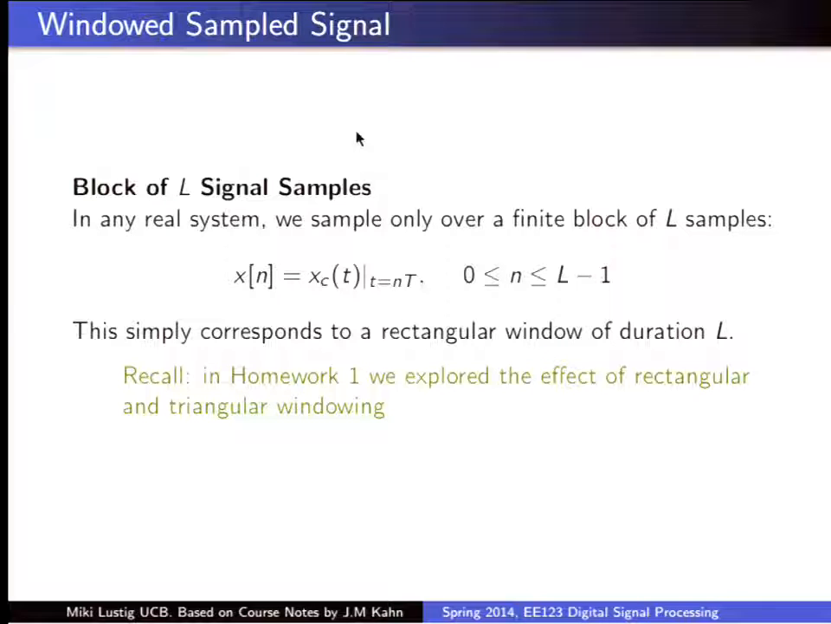x of n, which is the evaluation of the continuous time signal at t equals nT. And the size of the window is going to be size L. So an L-size window of samples. There you go. Do something with them, please. Show me a spectrum. How about that? There you go. Now, if you think about this, I multiplied with a window.